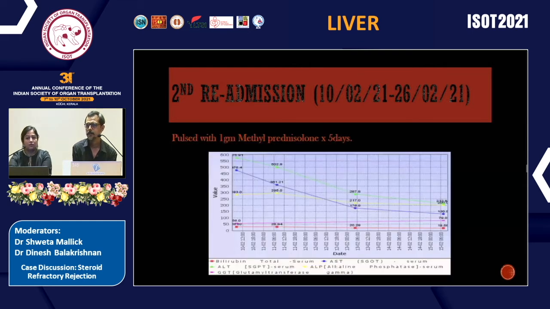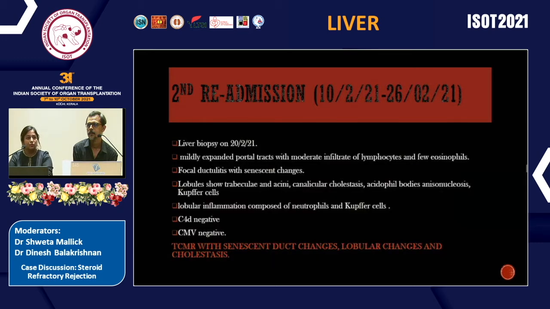So we thought of rejection again, because just 2 weeks back his biopsy showed ACR, and again we did pulse him with 1 gram of methylprednisolone, which was given for 5 days. What was worrying again was that it did come down to 20 and 18, but then again it starts climbing up. So at this point we decided to do a second liver biopsy to see if we are missing something.